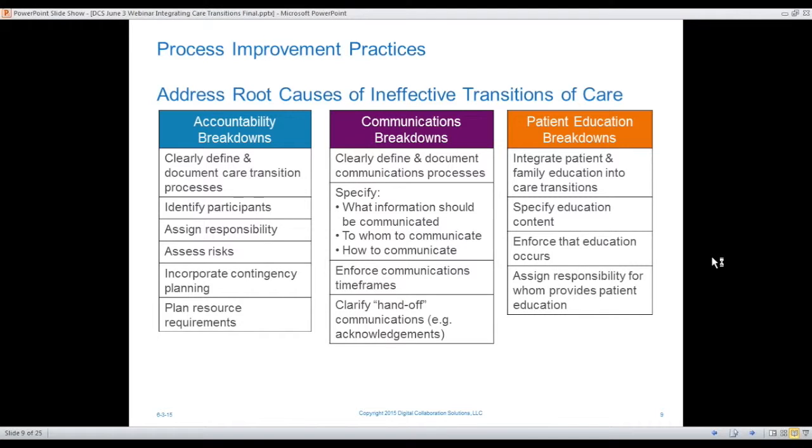Similarly, careful thought to processes can improve communications breakdowns by clearly laying out what you're communicating and to whom you're communicating it, and defining the handoffs and the acknowledgments.